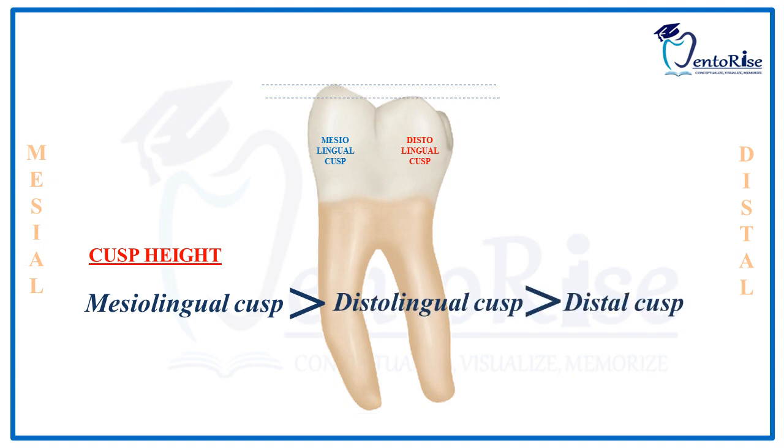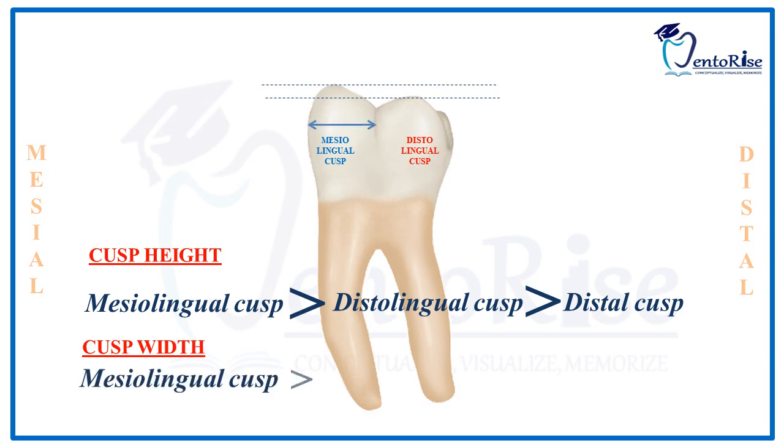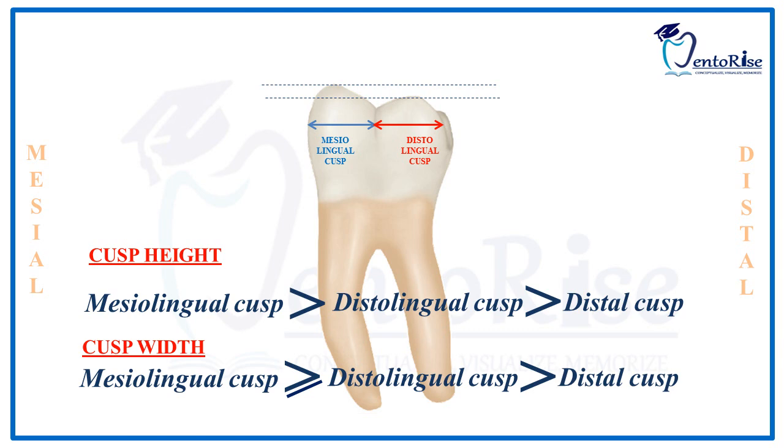If we compare the mesodistal widths of the cusps present lingually, then the mesiolingual cusp has the largest mesodistal width, followed by the distolingual cusp, which may be a little less or almost equal to that of the mesiolingual cusp, followed by the distal cusp, which is very small both buccally as well as lingually.